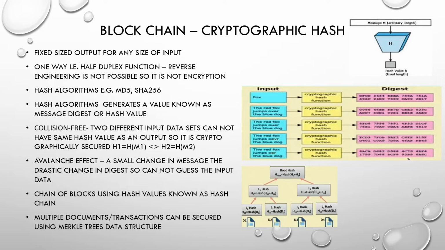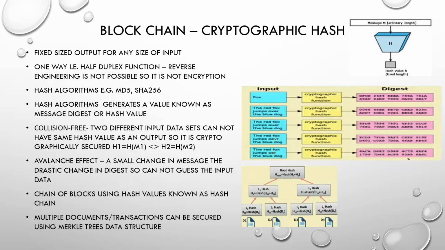A hash function converts any size of data into a fixed size format. The input data may have a single character, or it may have thousands or millions of characters, but the output would be in a fixed format, in a fixed size. So the fixed length output is one of the properties of a hashing algorithm.